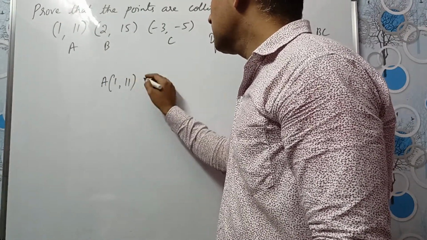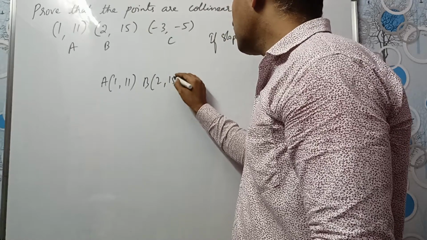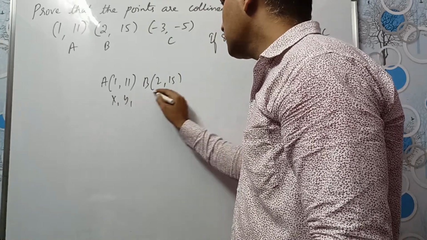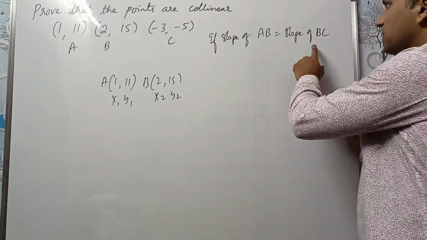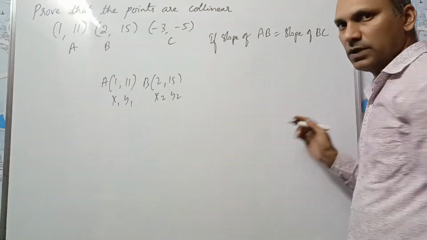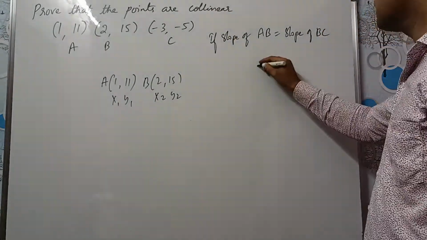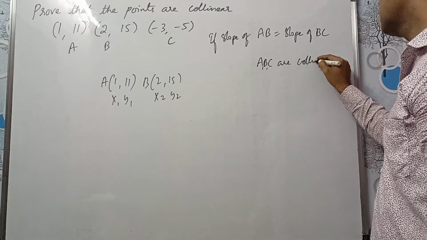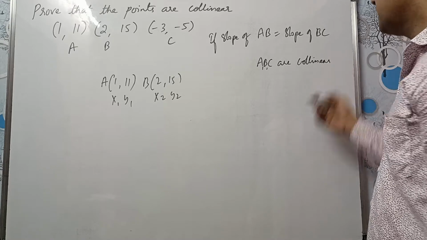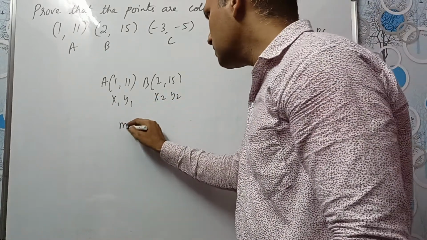So this is A, this is B, 2, 15, this is x1, y1, this is x2, y2. See, if slopes of AB and slope of BC are equal, we can say that the points are collinear. ABC will be collinear. Okay, ABC are collinear, right? Okay, let us come to this now.